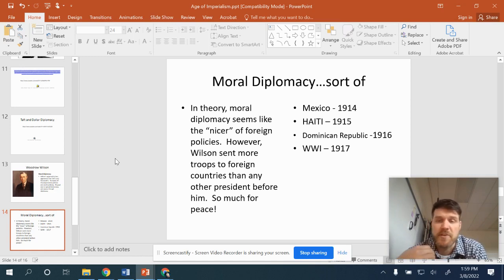So Wilson's going to be responsible for sending troops into Mexico. He's responsible for sending troops into Haiti, Dominican Republic, and of course, then ultimately World War One. So on paper, campaigning and giving speeches and whatnot, moral diplomacy sounded great. It sounded like it meshed with American ideals on liberty, freedom, democracy, and all that good stuff. But in reality, he was very much an imperialist president, very much involved in foreign countries and ensuring that the United States' access to its resources and markets were squared away.